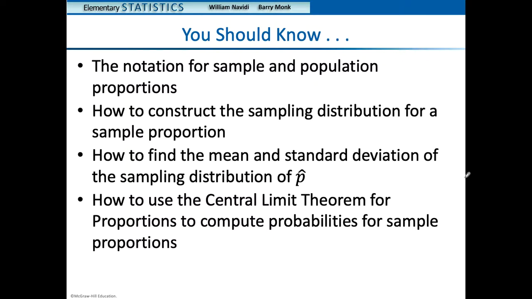And that wraps it up for this section, right? We've looked at the basic notation for sample and population proportions, how to construct the sampling distribution for a sample proportion, how to find the mean and standard deviation of the sampling distribution of p hat, and how to use the central limit theorem for proportions to compute probabilities for sample proportions.